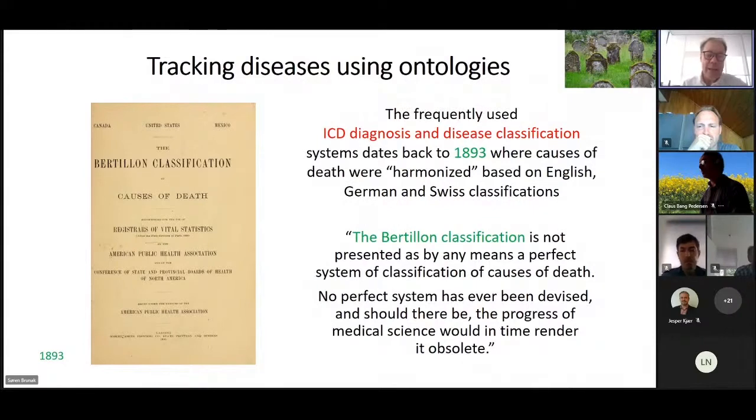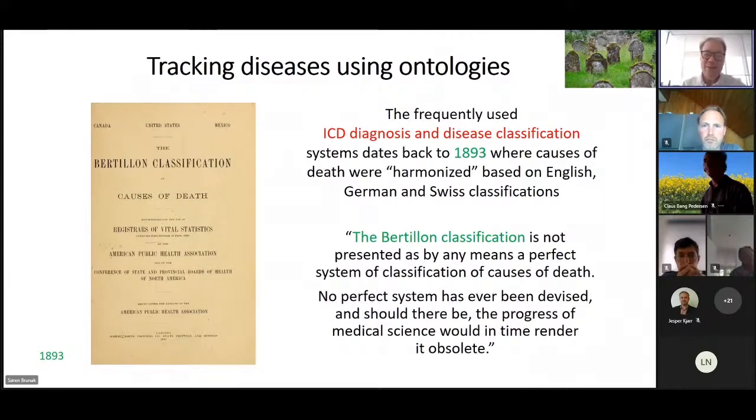And as I said, ICD goes way back, more than 100 years, and of course this will always be behind the disease development. We've seen this with Corona and COVID.